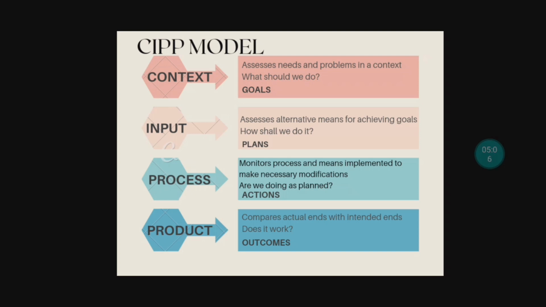Then the first P stands for process, which monitors the processes both to ensure that the means are actually being implemented and to make necessary modifications, and it is also considered as the actions. It also answers the question, are we doing as planned? Then the last P stands for product, which compares actual ends with intended ends and leads to a series of recycling decisions. It is referred to as the outcomes. It also answers the question, does it work?